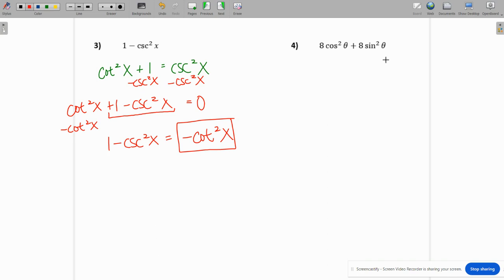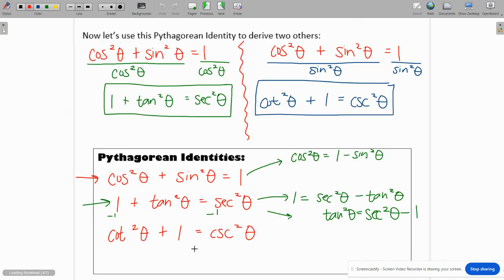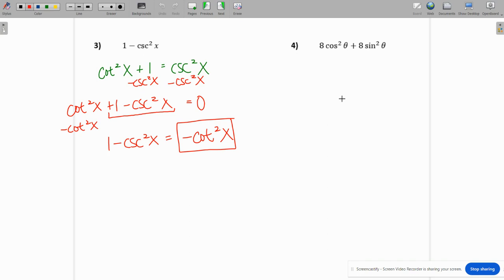So what happens if we have an expression like this? 8 cosine squared of theta plus 8 sine squared of theta. If I look at this, it's probably not going to stand out quite as much as some of these did, because these were really just taking our Pythagorean identities and solving for different parts of them. But on something like number 4, you might have to try something new.